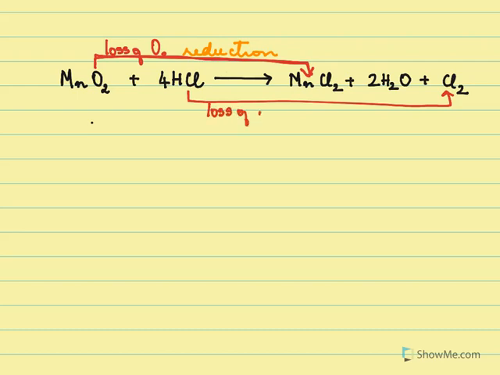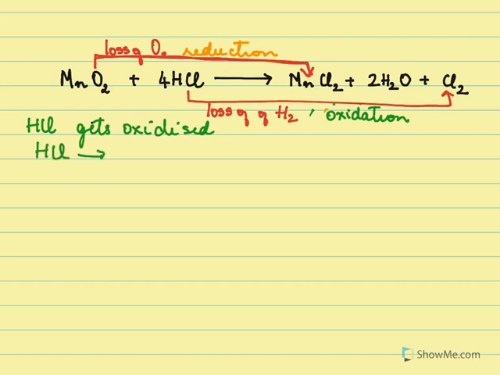But when it comes to HCl converting into Cl2, you observe there is also a loss, but it is a loss of hydrogen. And we know a loss of hydrogen is oxidation, not reduction. So we rub this out and write here it is oxidation. So now we see that HCl gets oxidized. Why does HCl get oxidized? Because HCl becomes Cl2 and it loses hydrogen.